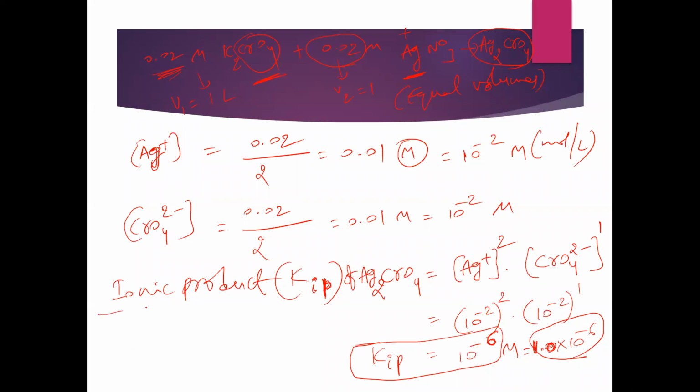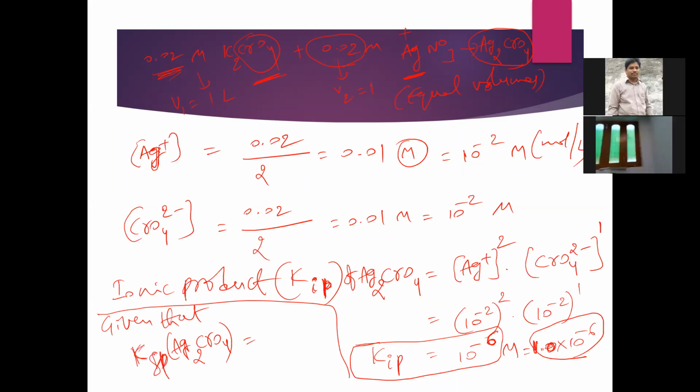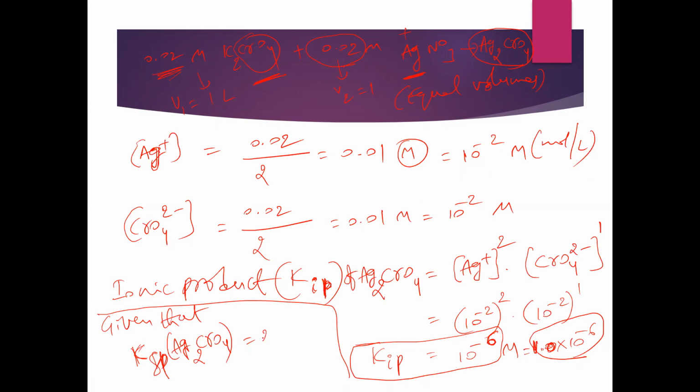And suppose they have given the KSP of Ag2CrO4. KSP means solubility product. The solubility product of Ag2CrO4 is suppose given as 2 into 10^-12. This value will be constant always, remember. This value does not change. This value remains always constant.